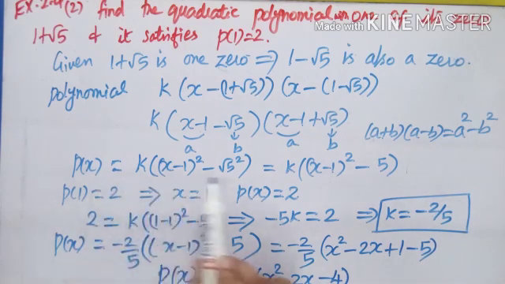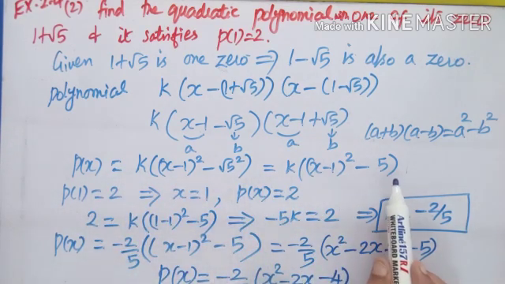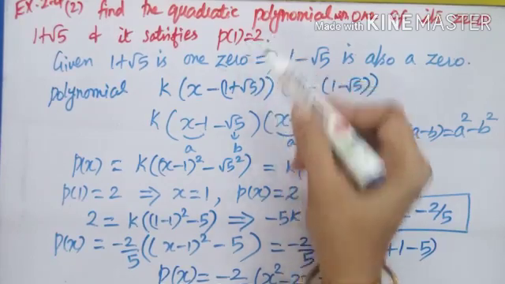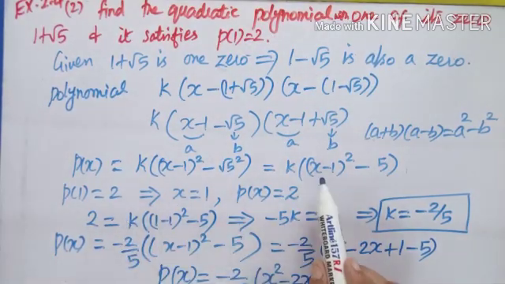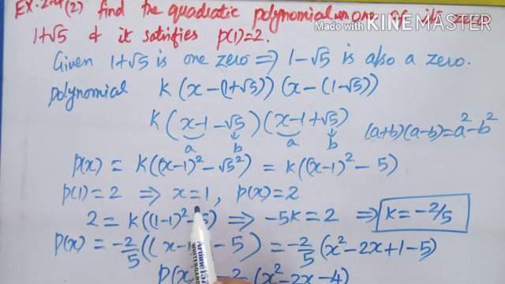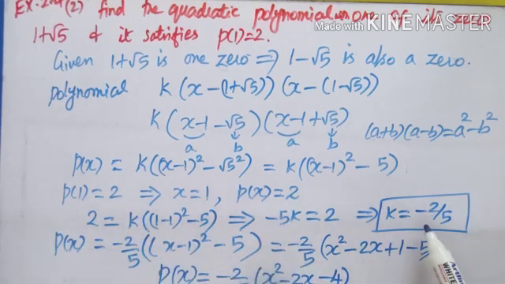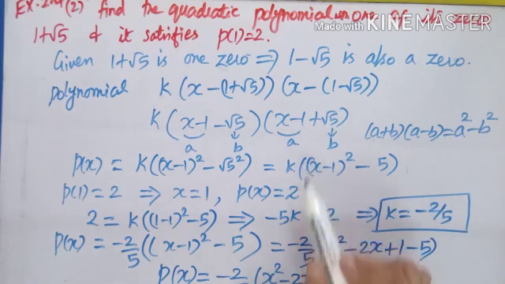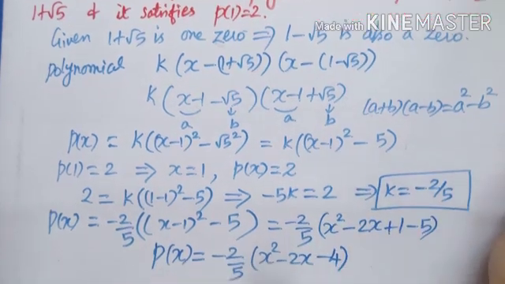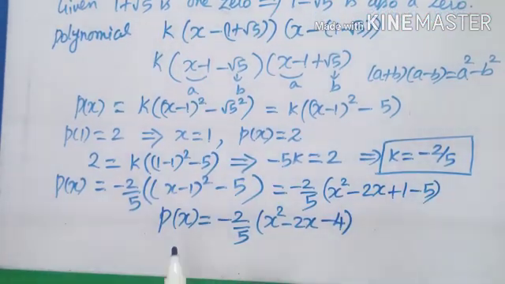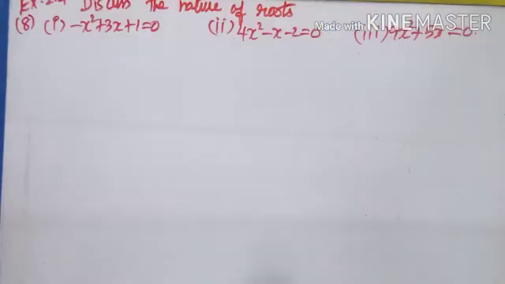And once I declare what is p of x, let me use this condition, p of 1 is 2. Wherever x is coming, put 1, and for p of x, let me put 2. From that I get k, put it back here and simplify. We arrive at p of x is equal to minus 2 by 5 x square minus 2x minus 4.